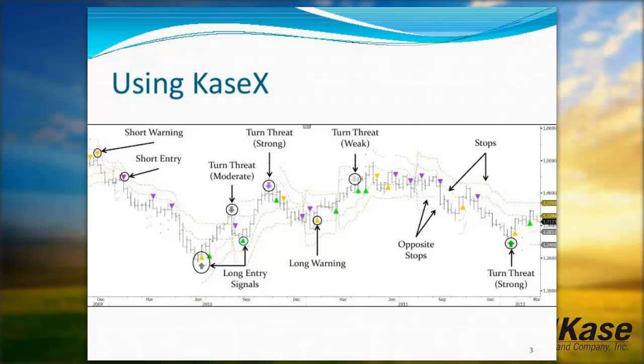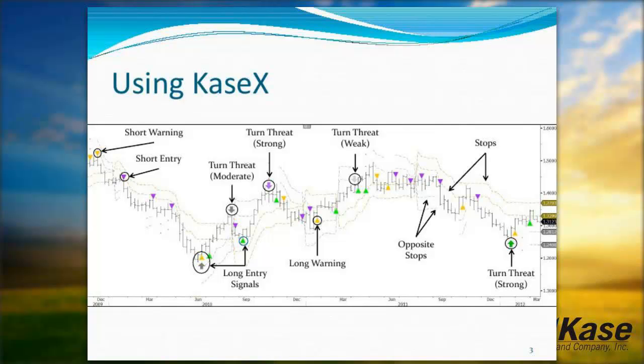So just to give you an example of what this looks like on the screen, we have our short warning signals. Whenever we see those yellow down diamonds, that's a short warning. A short entry would take place when we get the purple signal. So in this case, we would have gotten short right in here, ridden this move down.